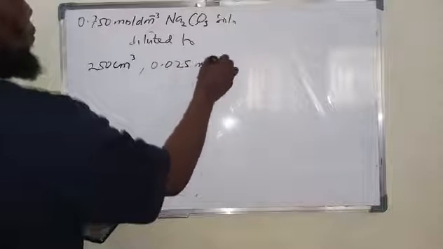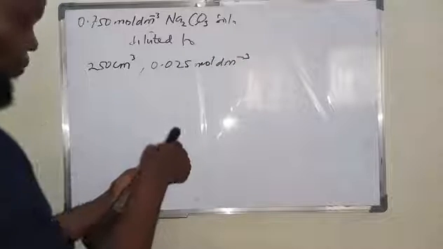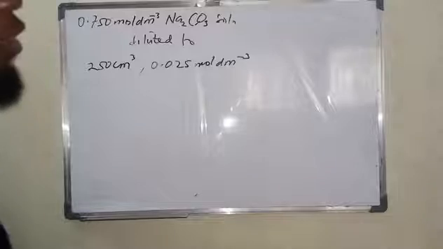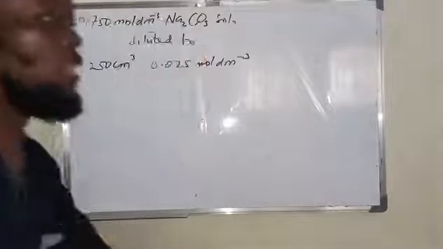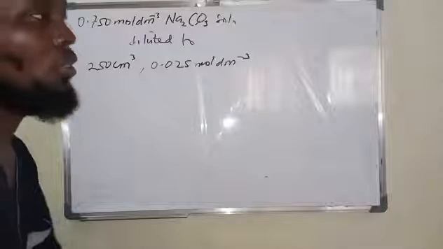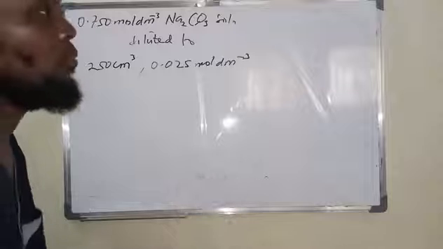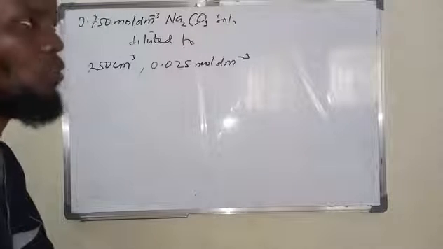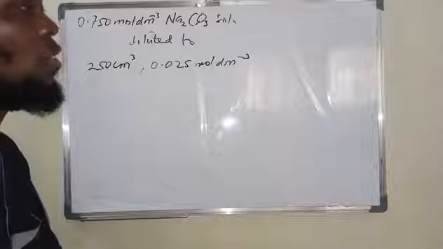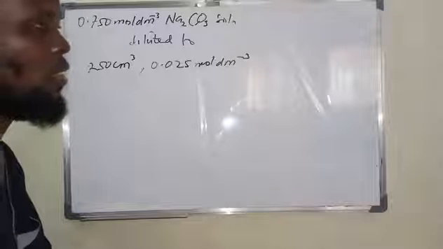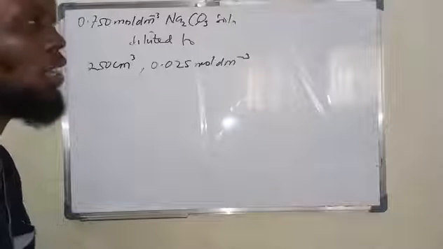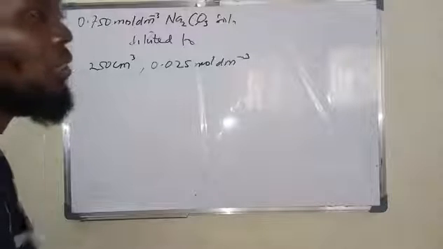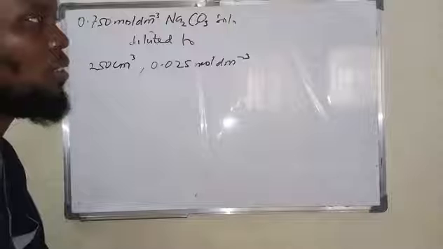So this question is about dilution. Sometimes we dilute solutions. We have a concentrated solution, and we are interested in a lower concentration, so we do what we call dilution. And dilution is done by adding a measured quantity of water into the original solution so as to bring down its concentration. It's just like you're trying to reduce the concentration of the sugar in your water.